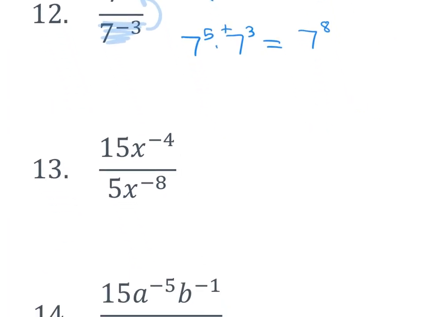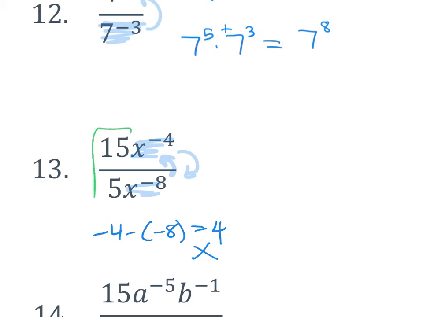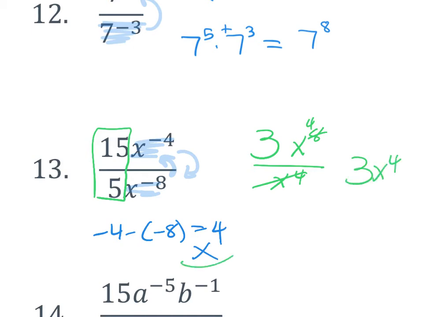For this one, again, I could rearrange, move this guy to the bottom, this guy to the top, or I could even subtract negative 4 minus negative 8, and you're going to get positive 4. So that's what the x power is, but let's go ahead and simplify this. So 15 over 5. And then now I can simplify my x's. So if I move the x to the 8th to the top and the x to the 4th to the bottom, simplify, and there's 4 left. So 3x to the 4th. Notice when I subtracted it, my power was positive. So that's why it's not in a fraction anymore.